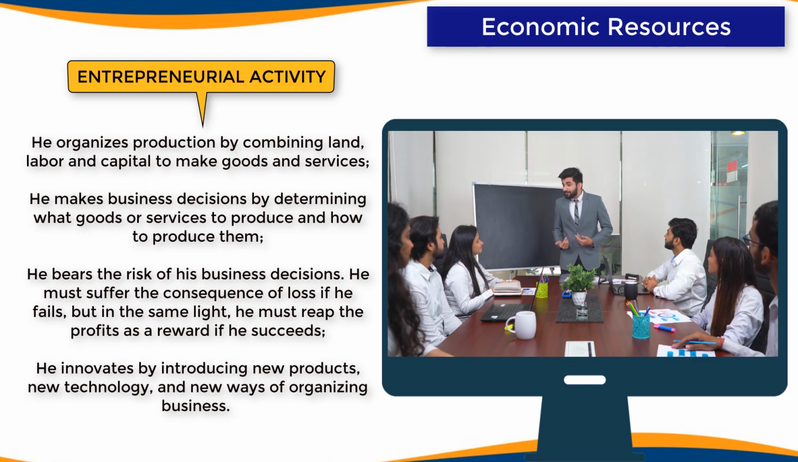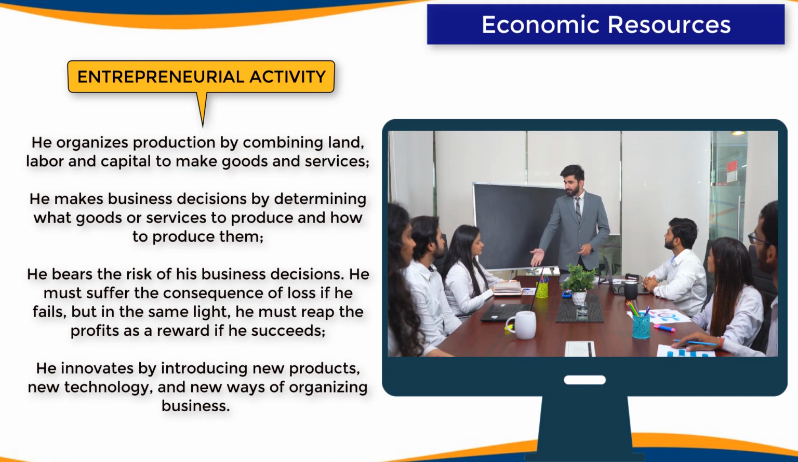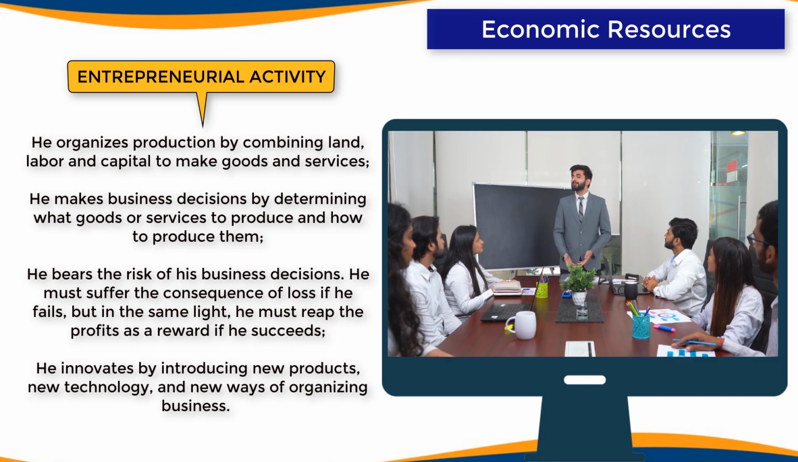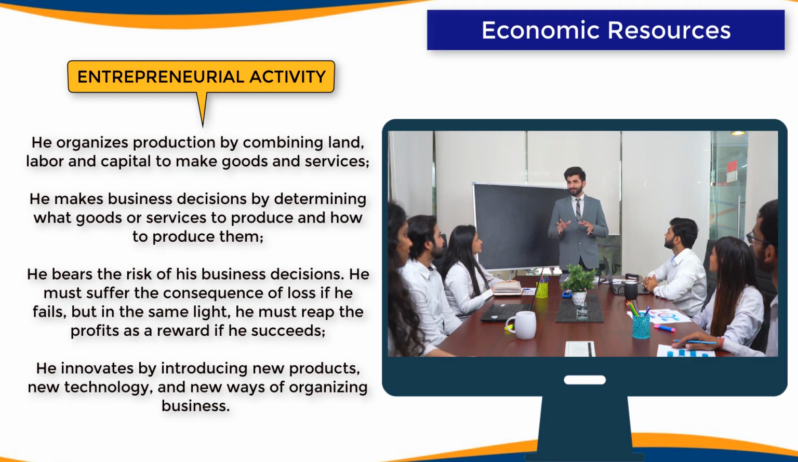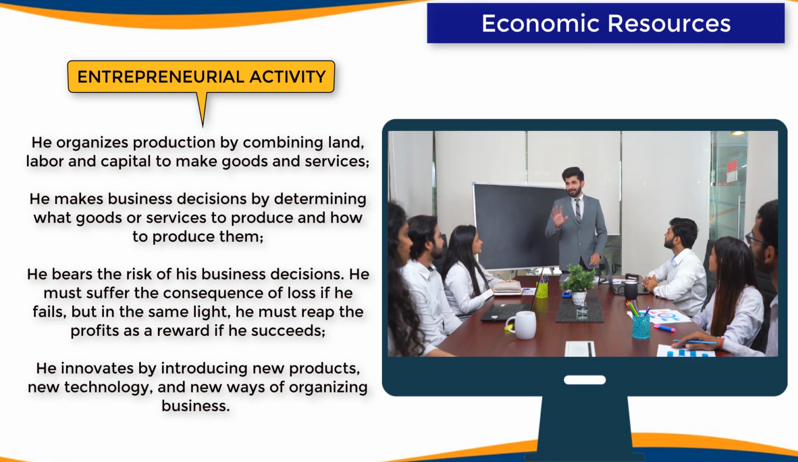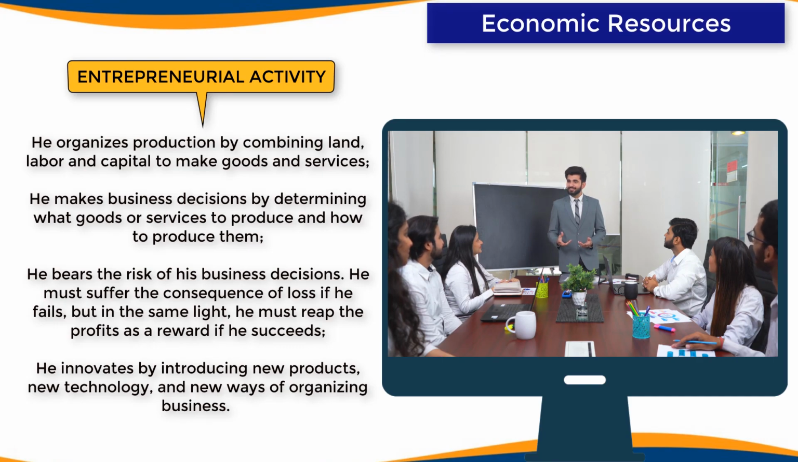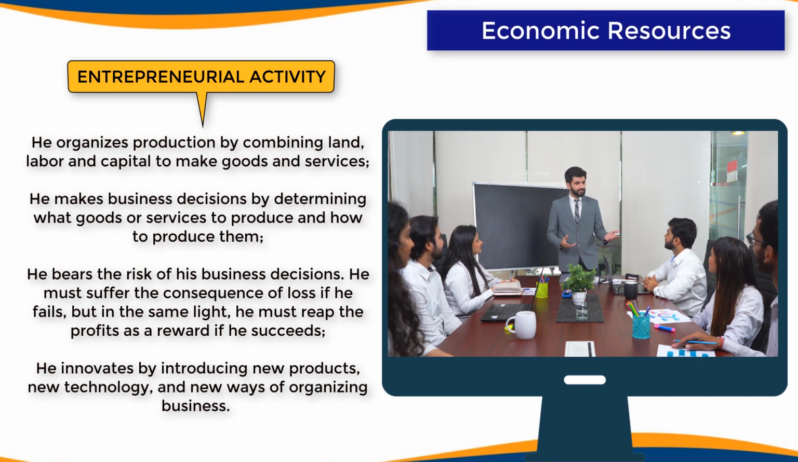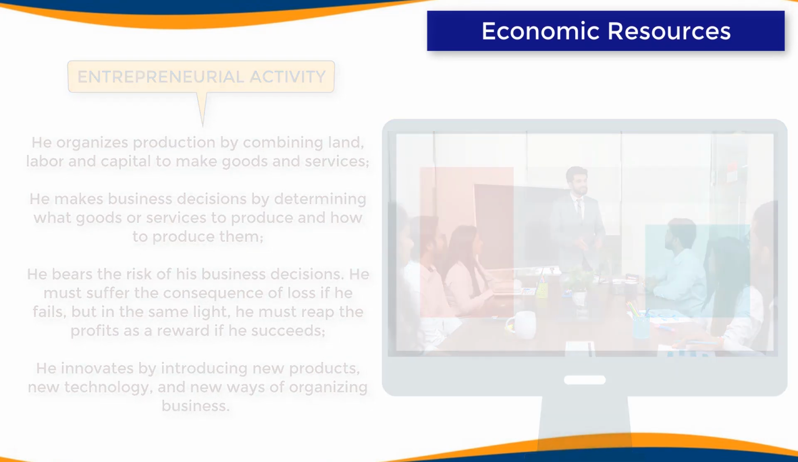The entrepreneur performs the following functions. He organizes production by combining land, labor, and capital to make goods and services. He makes business decisions by determining what goods or services to produce and how to produce them. He bears the risk of his business decisions. He must suffer the consequence of loss if he fails. But in the same light, he must reap the profits as a reward if he succeeds. He innovates by introducing new products, new technology, and new ways of organizing business.